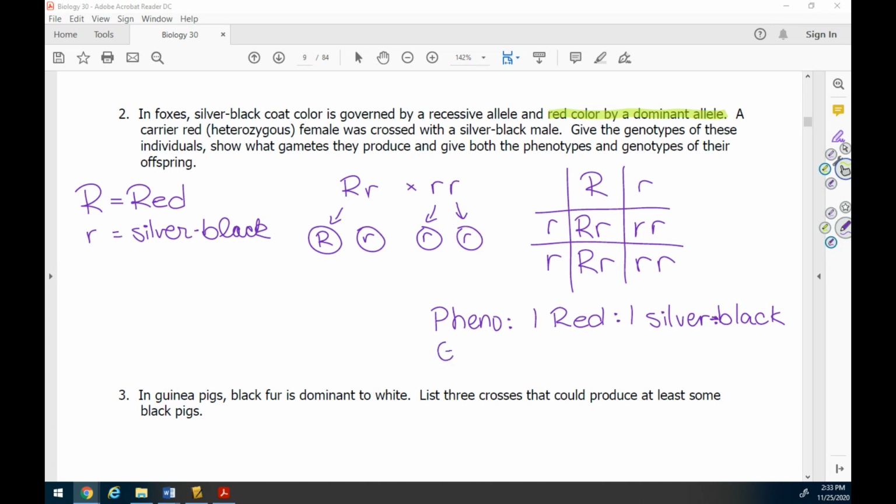And then genotypes is also a 1-to-1 ratio: 1 big R, little r to 1 little r, little r. And if you're thinking, why isn't it 2 to 2? It is, but because we can divide 2 by 2, 2 divided by 2 is 1, so it's a 1-to-1 ratio.